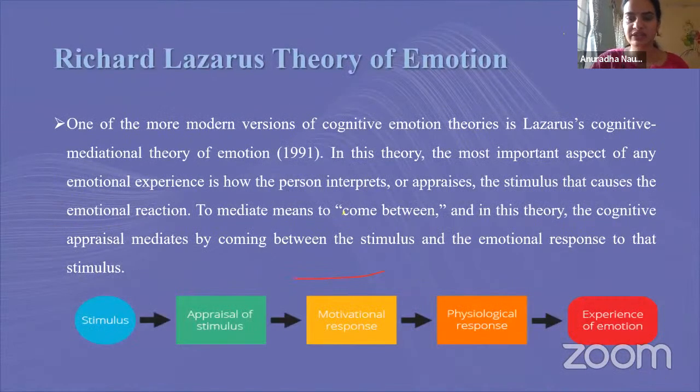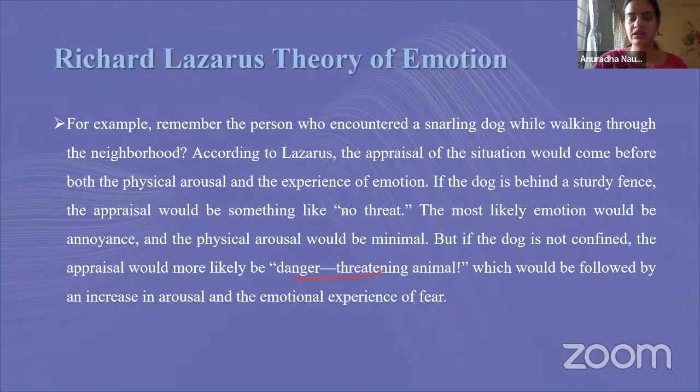Lazarus now included something very different from the previous researchers. He included something called a motivational response. That means a mediation will be there between how we are appraising the situation and what our physiological response will be. So if I'm looking at the dog growling, but I'm not scared of the dog and the dog is behind a fence, why will my heart rate increase? Why will I experience an emotion of fear? So what he said is how we are appraising the situation defines how we are reacting to it. So if a dog is barking at me from inside the home, I will not be scared. I will not experience the emotion of fear.